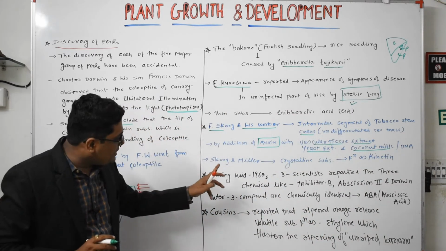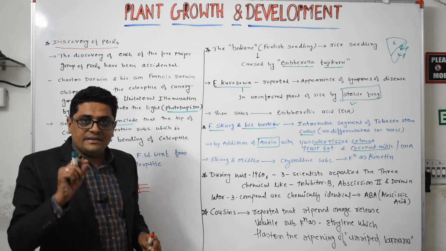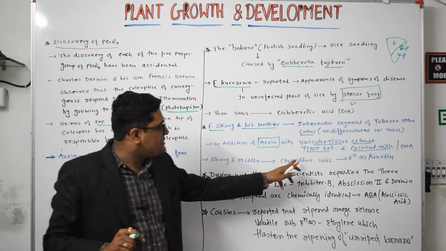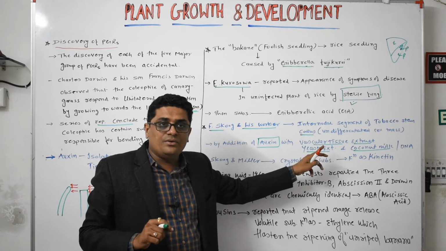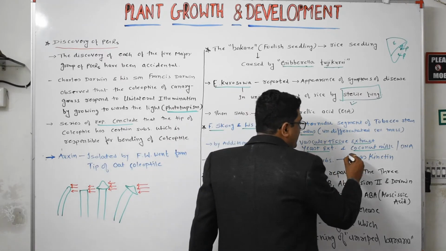Then after, Skoog and Miller discovered the crystalline substance which is present in this extract, and they named it kinetin.